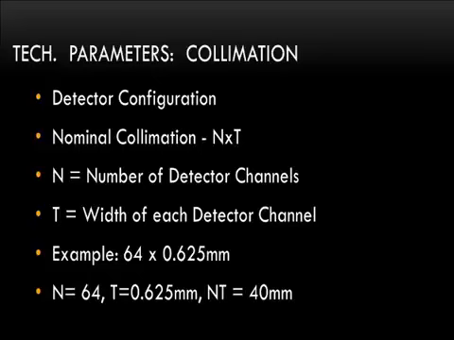Okay. A couple more technical parameters. Collimation, sometimes known as detector configuration. What I mean here is the nominal collimation, or the number of detector channels times the width of each detector channel. For example, 64 by 0.65. The total nominal beam width would be the product of those two, or 40 millimeters. The actual beam width would be wider.